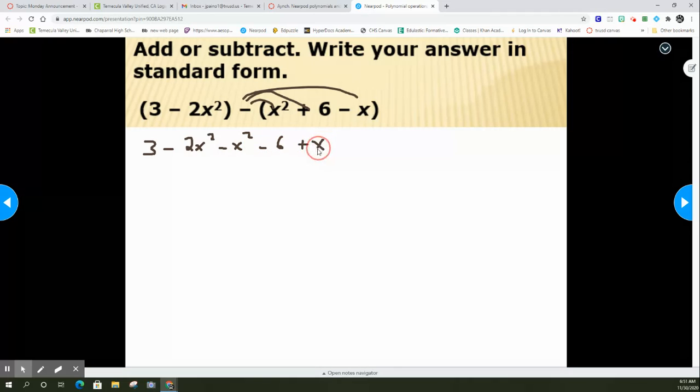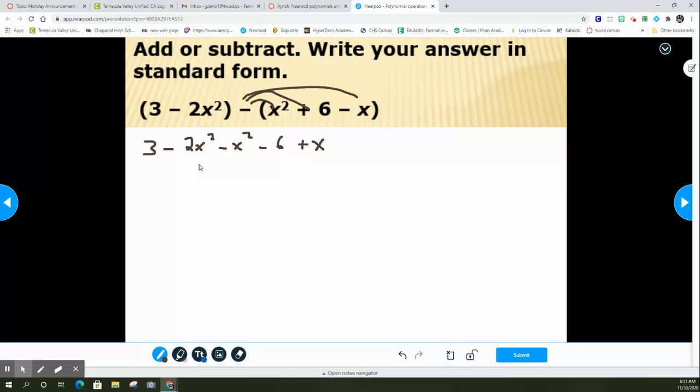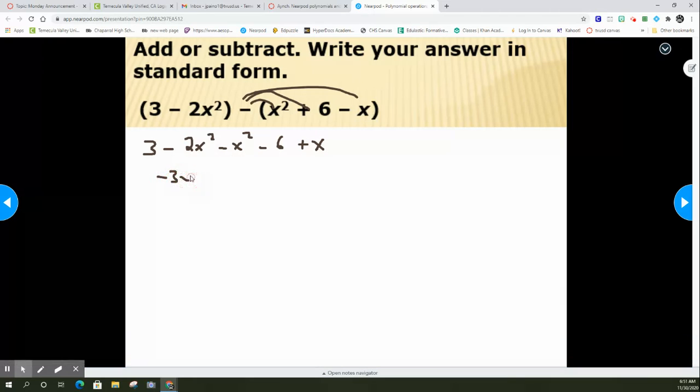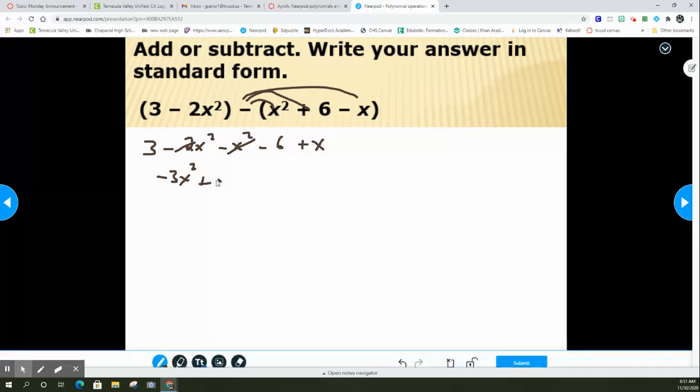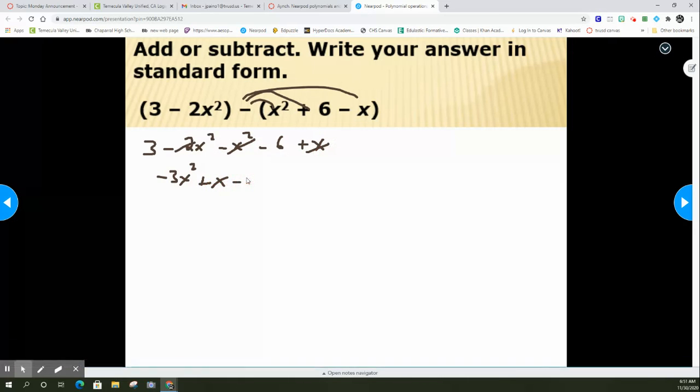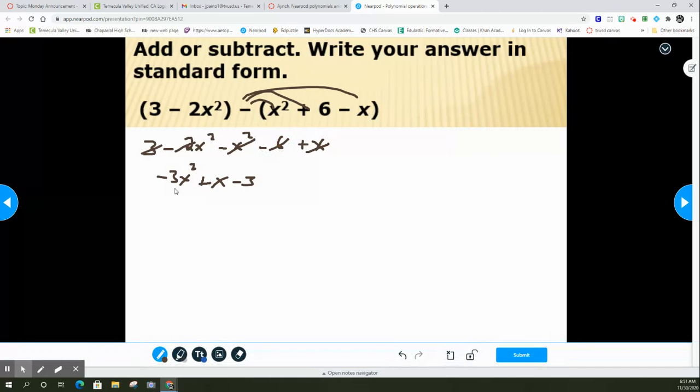And now it's just like the first problem, just combine my like terms. Negative 2x squared minus x squared is negative 3x squared. I only have one x, so that stays plus x. And then I have two constants, 3 minus 6 is negative 3. So I've used everything. My simplified quadratic trinomial is negative 3x squared plus x minus 3. Hit submit.